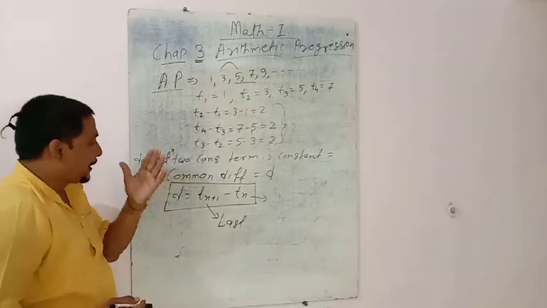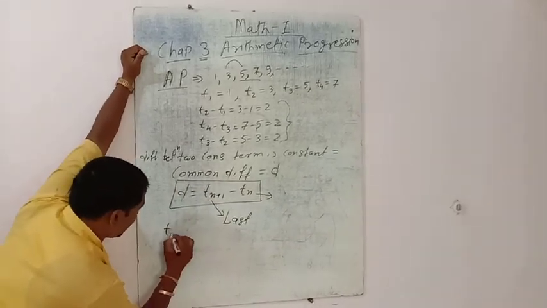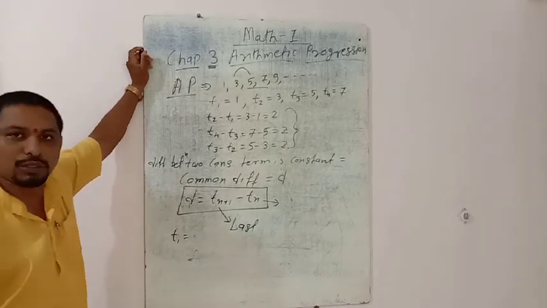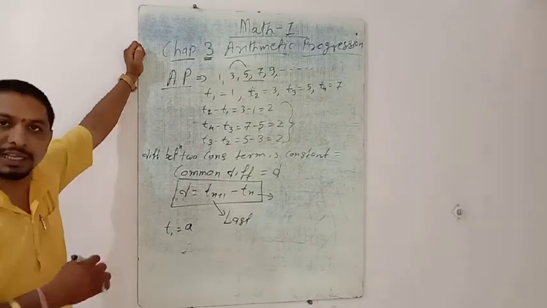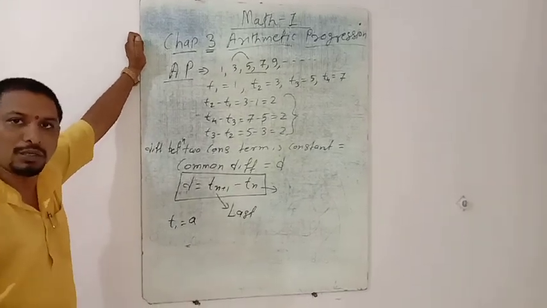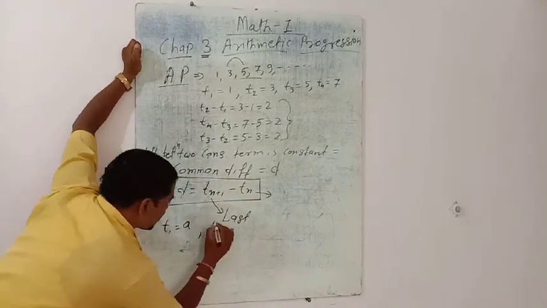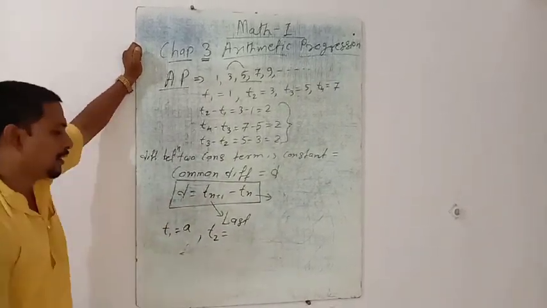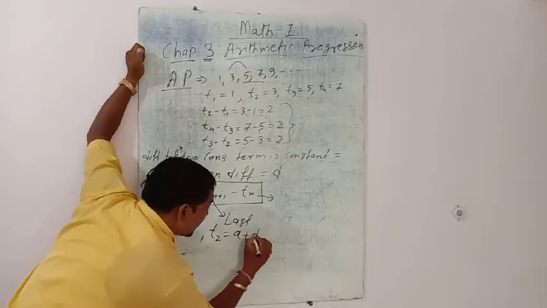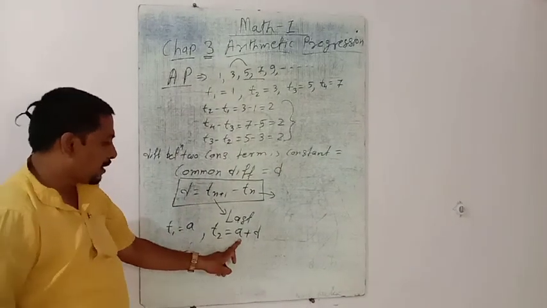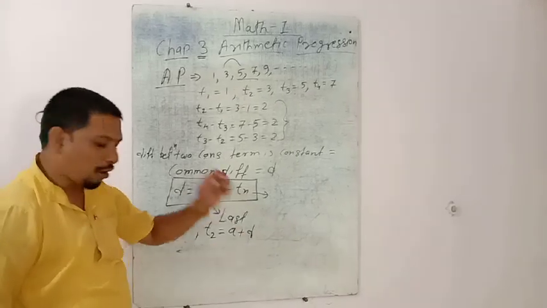Now suppose we are given T1 in the sequence. T1 is also called A. Then we find T2 by taking A plus D. A means the first term and D means the common difference.